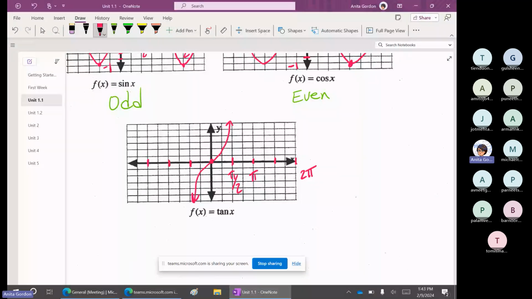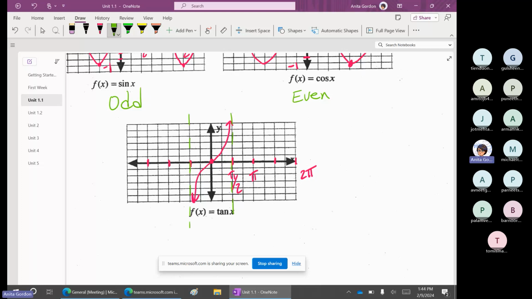And it has an asymptote. Where is the asymptote for tangent? At pi over 2. That's where we can calculate that value of tan. Why? Yes, but why is there an asymptote there?